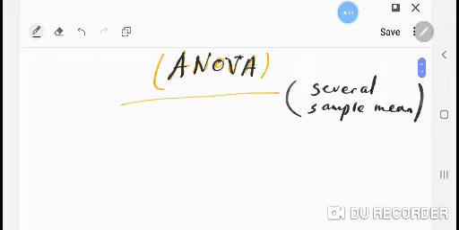It can be shown that the means of samples, each of n items from a single normal population of variance sigma squared, are themselves normally distributed with variance sigma squared divided by n.